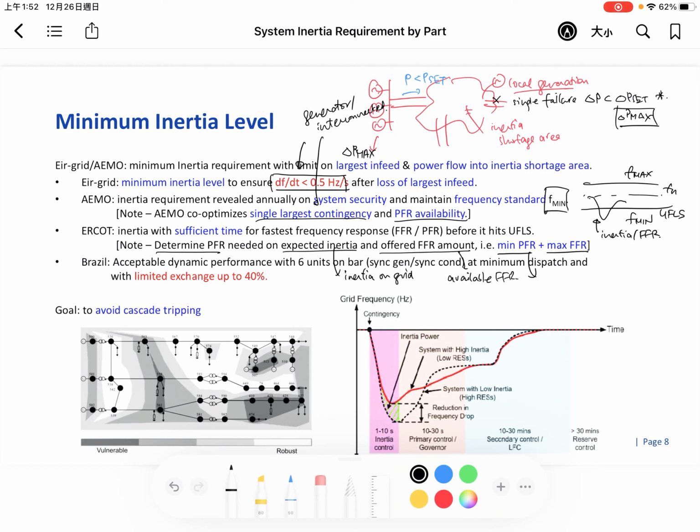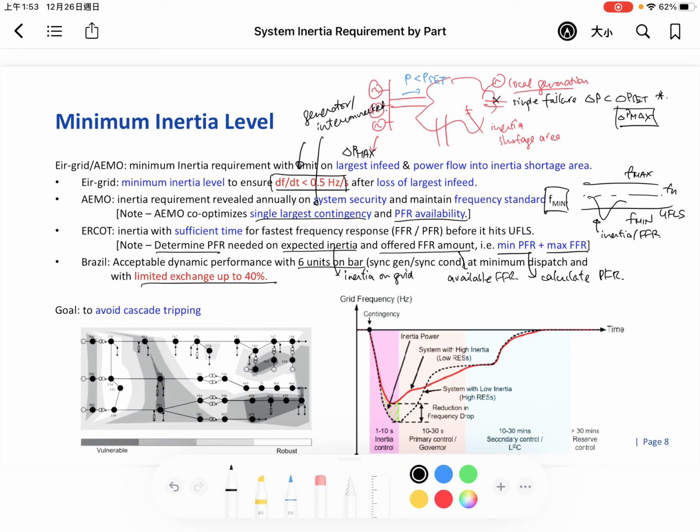Then I try to calculate the primary frequency reserve to see if I need to commit more generators to provide the minimum spinning reserve requirement. And the last one is Brazil. Brazil says that they try to limit the exchange up to 40%. I think it's the best way.